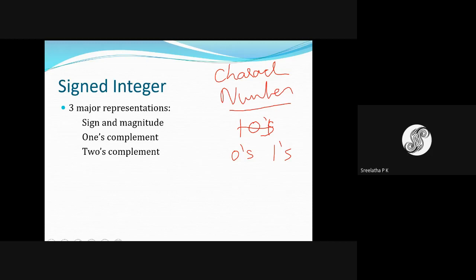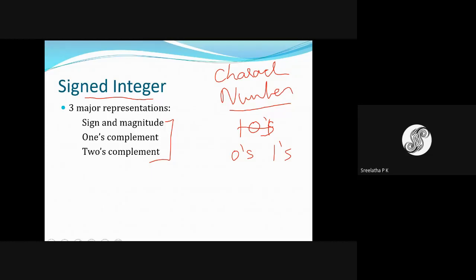Now suppose it is a signed integer, that is, there are negative numbers involved. If it is a signed integer, what are the different ways in which data can be stored in a computer? There are 3 different ways: using sign and magnitude, using 1's complement, and using 2's complement.